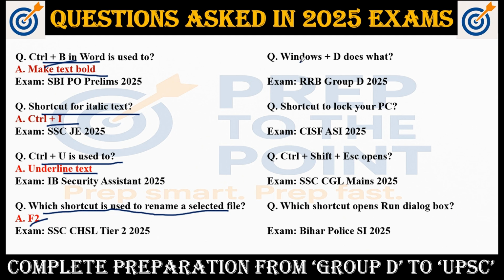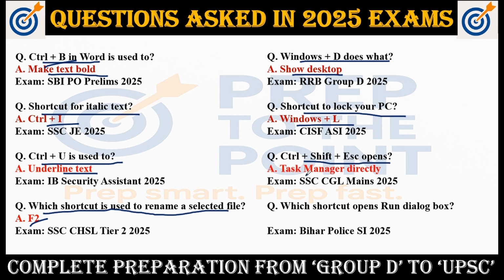Windows plus D does what? Show desktop. Windows plus D, show desktop. Shortcut to lock your PC: Windows plus L. Windows plus L, lock the PC. Control plus Shift plus Escape opens Task Manager directly. Control plus Shift plus Escape, Task Manager directly.